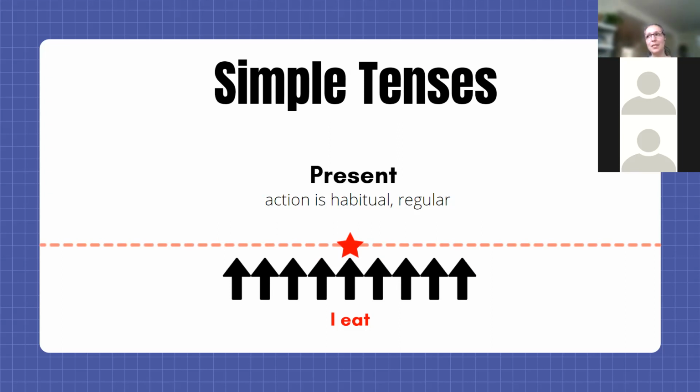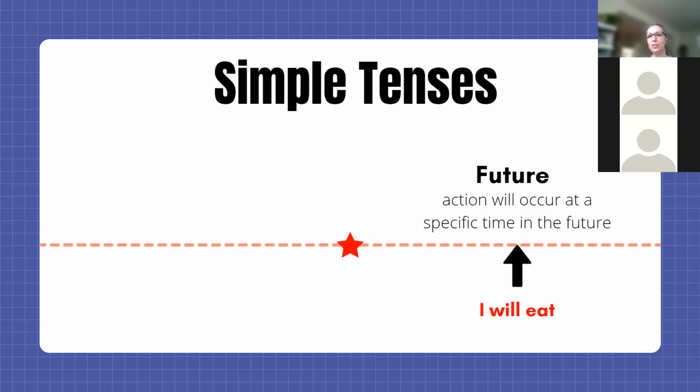Because here I'm trying to create a distinction between present I eat and I am eating. And when we get to that tense, you'll see the difference between them, which is going to be, I think, in the next couple of slides. So you see that this action spreads around the present. It's in the past and also in the future, because it's been happening and it will happen with some regularity. And future: this action will occur at a specific time. It hasn't happened yet, but it will.